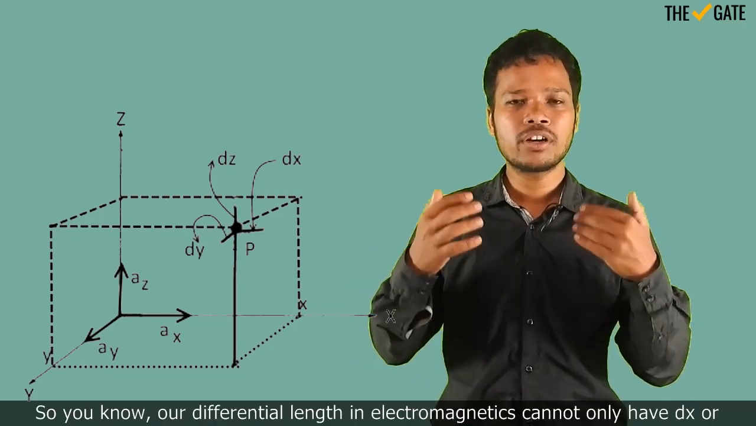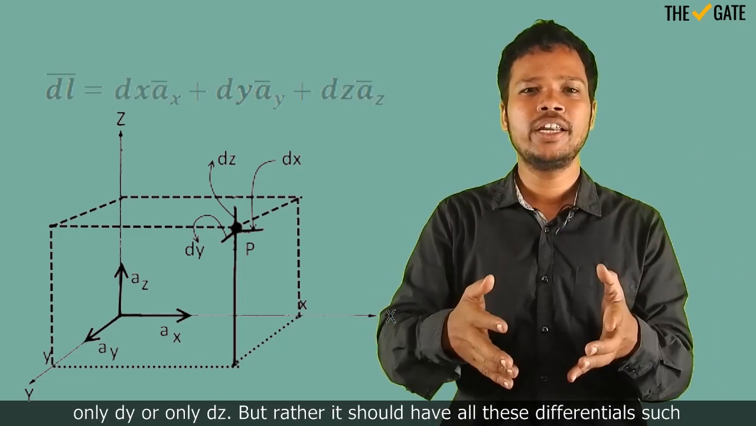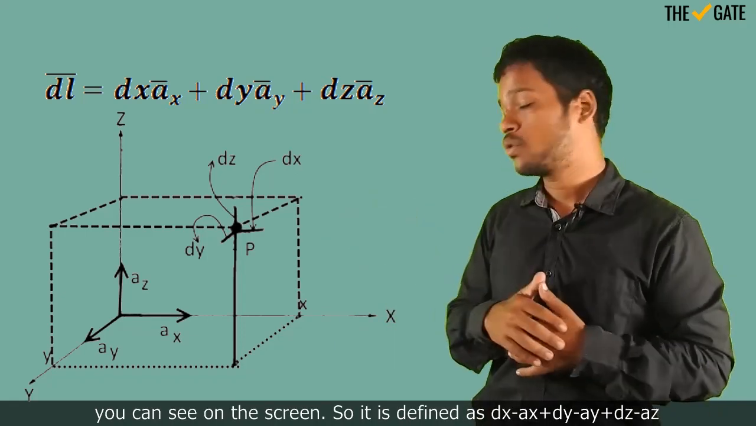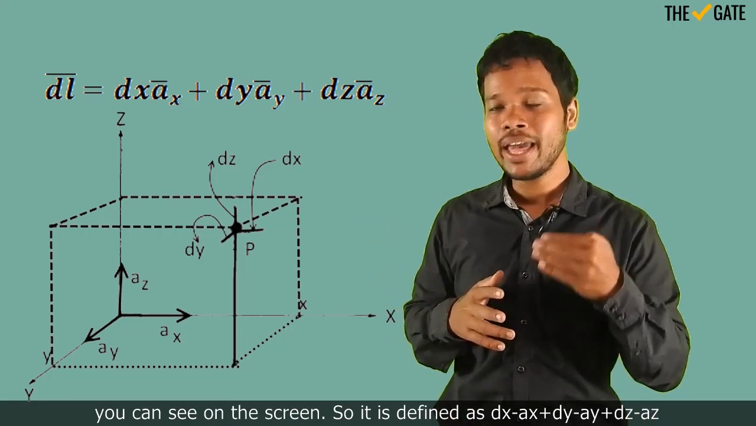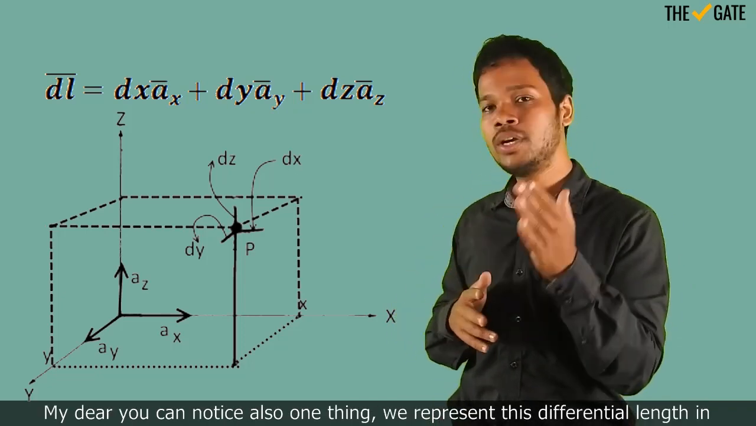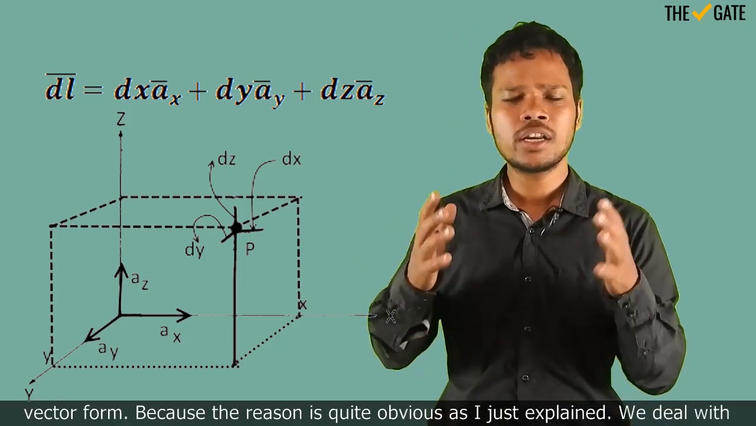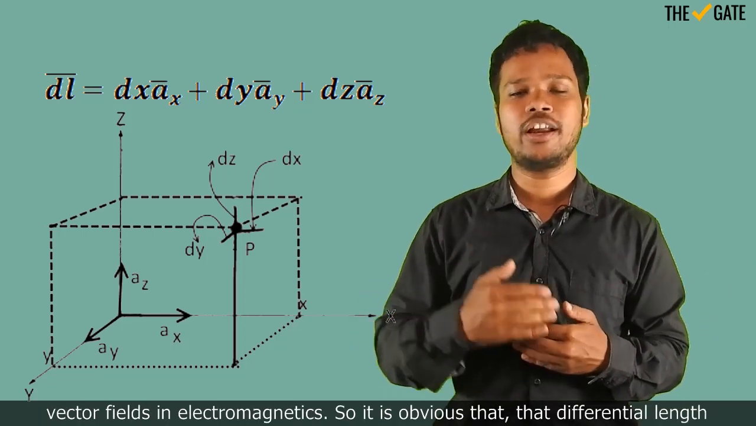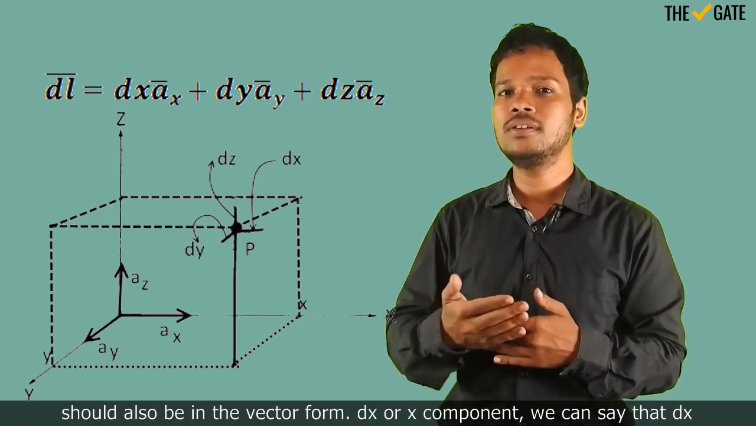Now in electromagnetics we deal with 3D space. So our differential length in electromagnetics cannot have only dx or only dy or only dz, but rather it should have all these differentials, as you can see on the screen. So it is defined as dx ax plus dy ay plus dz az. My dear, you can also notice one thing: we represent this differential length in vector form because the reason is quite obvious, as I just explained. We deal with vector fields in electromagnetics, so it is obvious that the differential length should also be in vector form.